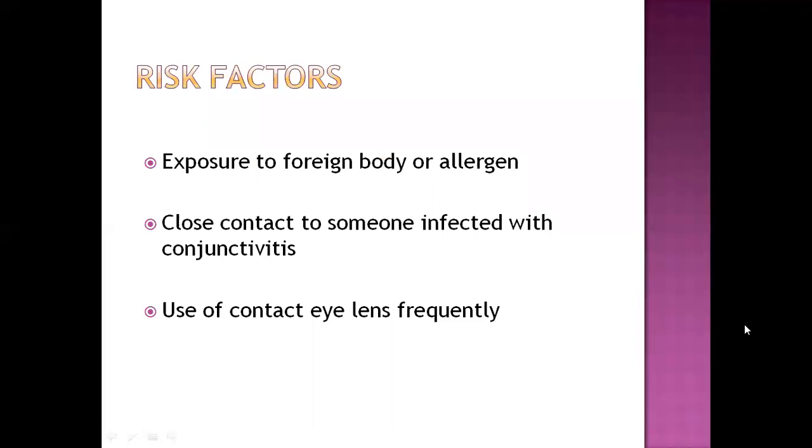Risk factors for conjunctivitis can be exposure to foreign body or allergen, close contact with someone infected with conjunctivitis, and frequent use of contact lenses. So if there is sudden exposure to any foreign body, then conjunctivitis can occur because of that foreign body. Close, direct contact with someone who is infected, using the clothes or the bedding of that person, might also cause conjunctivitis. The contact lenses that people use can also contain bacterial or viral particles.